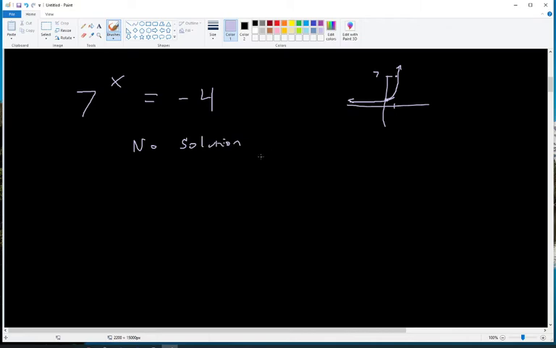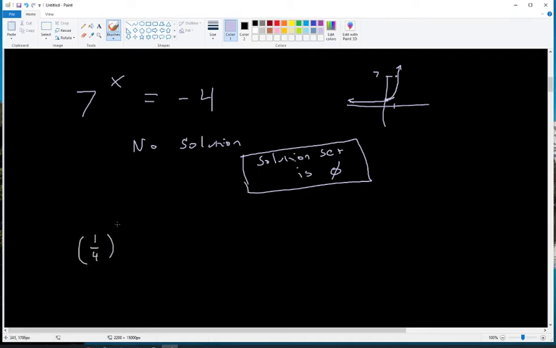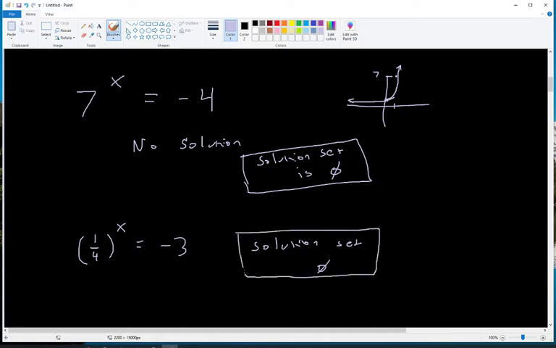Or you could say the solution set is the empty set. So if you have something like that, or maybe a fractional base, (1/4)^x = -3, the solution set is empty. You have to have the exponential part by itself over here to make this work.